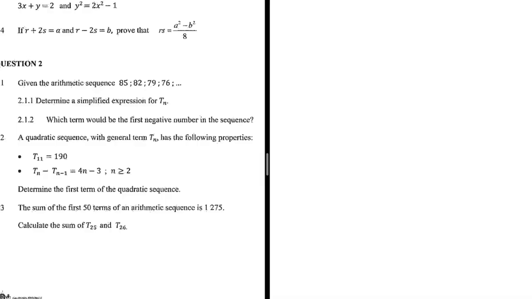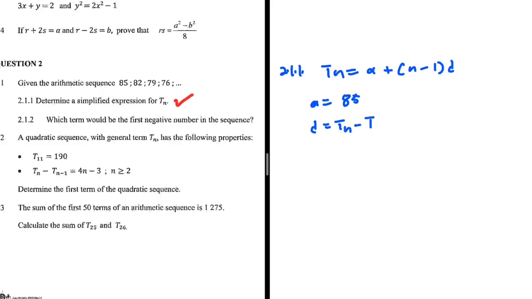Determine a simplified expression for Tn. Well, let's just determine Tn. I don't think "simplified expression" is really necessary, too wordy for my liking. But either way, for 2.1.1 we want Tn for an arithmetic sequence. Obviously, we're going to have a plus n minus 1 multiplied by d, where a is the first term, which happens to be 85, and d is the common difference. We can find d by saying tn minus tn minus 1, the difference between two consecutive terms.